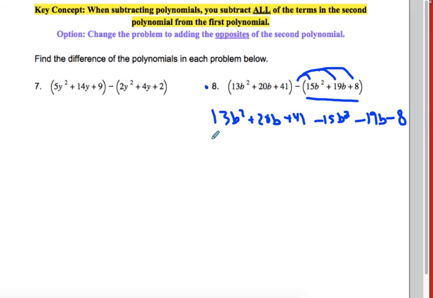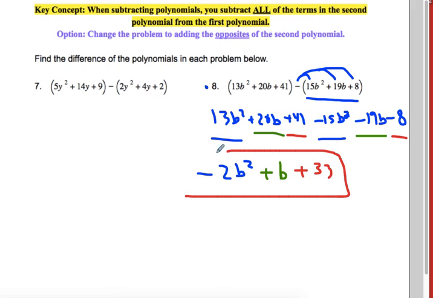But from here we can keep going on. Now I'm going to combine all of my b squareds together. I got 13 minus 15 is a negative 2b squared. I have a 20b and a minus 19b that ends up being 1b. If you just want to write b, that's fine. You don't need to write the 1. And then we got 41 minus 8, what's that, about 33? And then that would be the end of that.